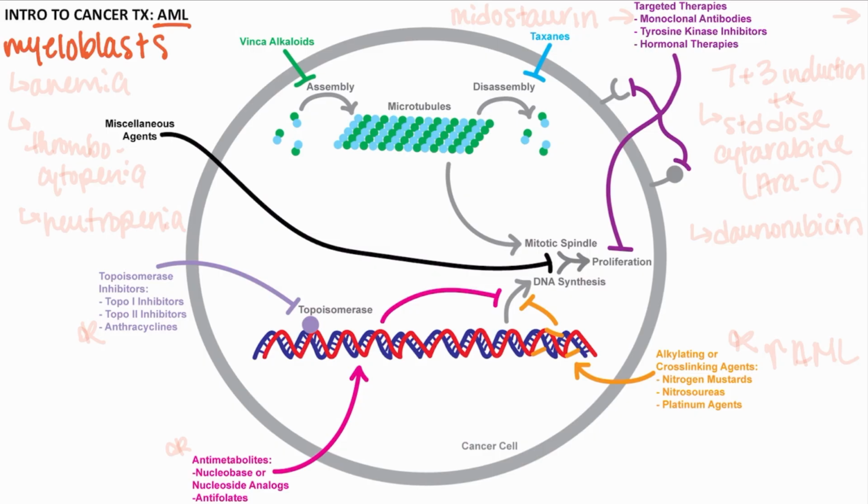So this leads to signs and symptoms of AML being very similar to those of anemia, thrombocytopenia, and neutropenia. So, for instance, fatigue, bleeding, and infections.